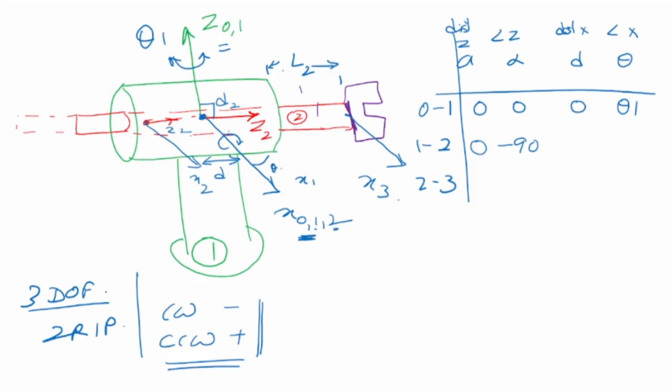Because when the red link moves, it carries with it the frame 2. So the distance between x1 and x2 will change. Okay, and that is this one, which is my d2. There is no angle there, so it is 0. Okay, please be careful of this one because it's a prismatic joint.